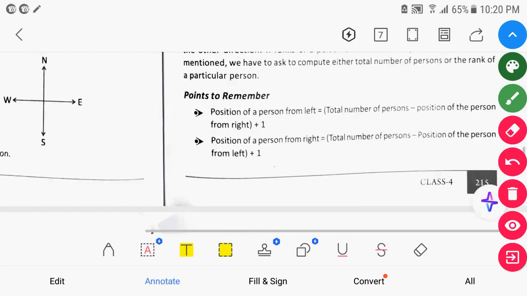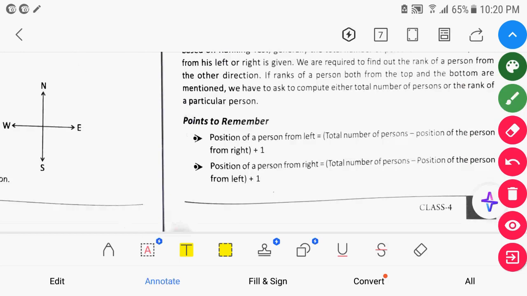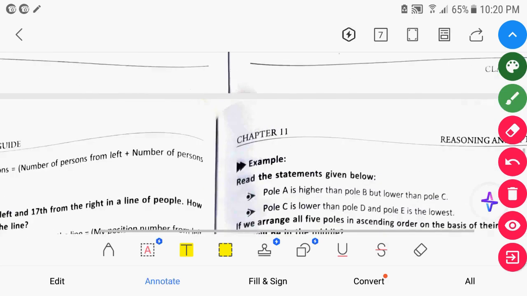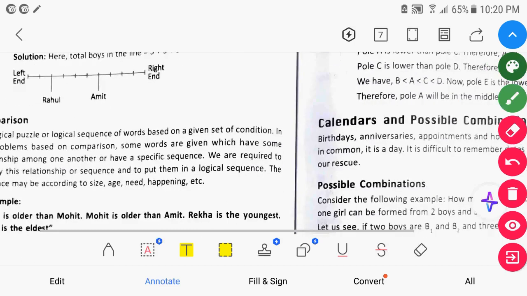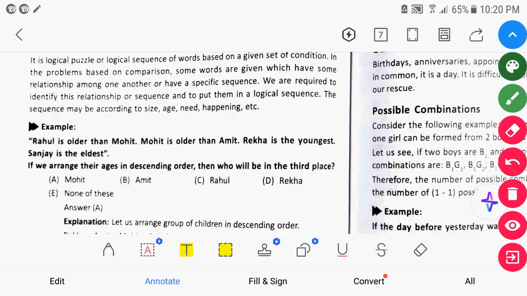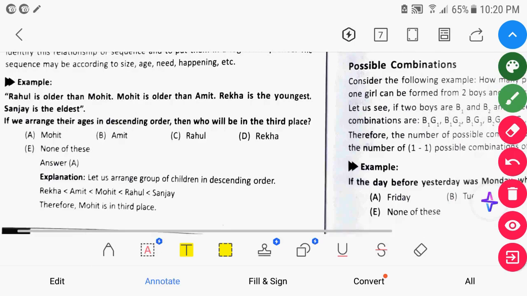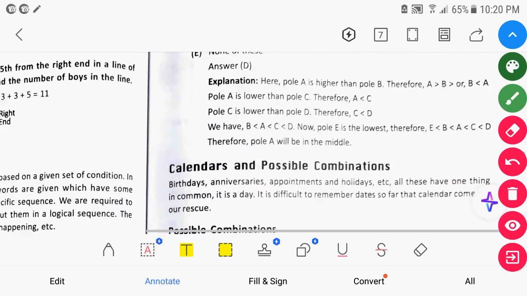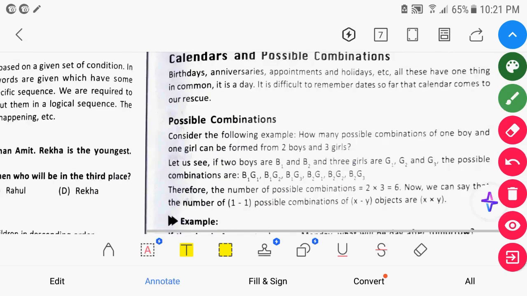Ranking test includes, see, if some students are standing in a row, so rank we say, like this person is 12th from the right and 5th from the left. So how many students are there in the row? Like this, the question will appear. And in the comparison, age is compared between 3, 4 children or students. Height is compared, and the questions are based on that only.